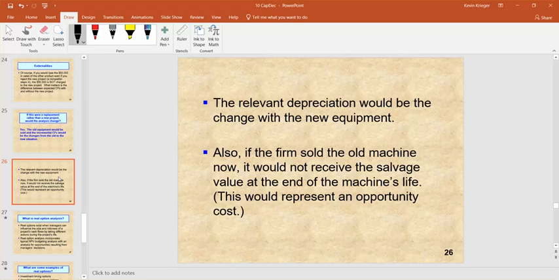And say, of course, the depreciation will still be an issue as well. Say also, if the firm sold the old machine now, it would not receive the salvage value at the end of the machine's life, which presents an opportunity cost. You can go down the rabbit hole and do more and more versions of this sort of thing, but you'll have practice problems here to try, and in doing so, you'll hopefully get a real good feel for the typical setup of the kind of project cash flow estimates that you'll be held responsible for doing in graded time.